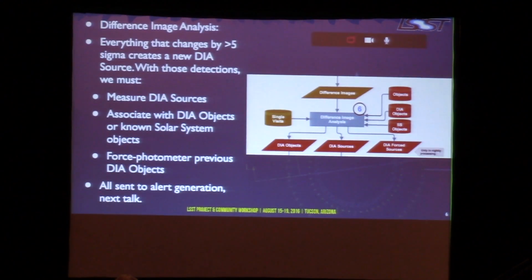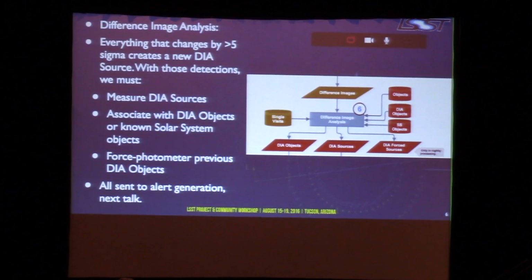Once we have a difference image, we find any sources that change by either positive 5 sigma or negative 5 sigma. Then we must measure those sources. This is basically a reduced set of the measurements that we perform on any direct image, so fluxes, positions, etc. We associate that into DIA objects. So a single appearance of a source on a single visit is a DIA source, but then you want to be able to create a light curve of any other previous appearances of this source over the past visits. And so we link these into DIA objects, or we link them in solar system objects if that's what they are.